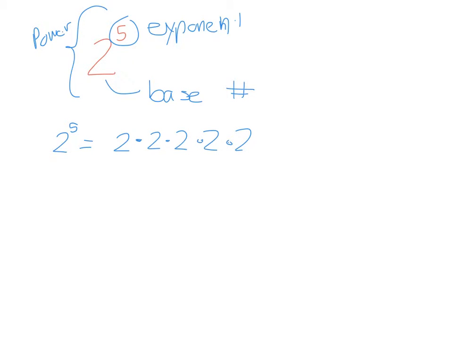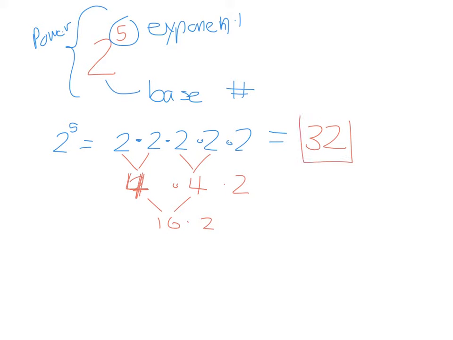So if you do have to multiply these numbers out, it's best to do something like this. 2 times 2 is 4. 2 times 2 is 4. This 2 times 2 is also 4. And then I've got one more to multiply. So that would be 16 times 2, or 32. 2 to the 5th power is 32.